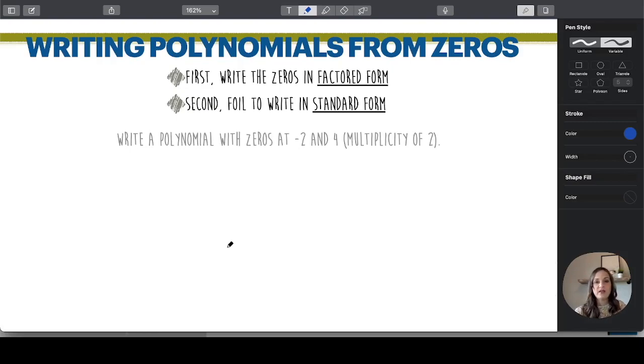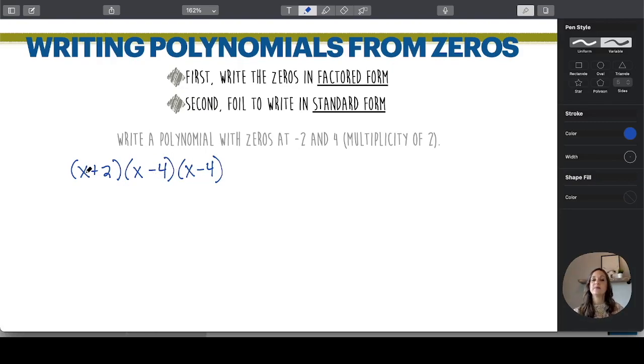Now you can also write polynomials from zeros going backwards. So if I actually give you the zeros, I can actually figure out what the original polynomial would be. The first thing we're going to do is write the zeros as factors. So if you have a 0 of negative 2, that means x plus 2 would have been the factor. Remember, opposite sign basically is what happens. And then if 4 is a 0, then x minus 4 is a factor. This had a multiplicity of 2, which means there were 2 zeros at 4. So you need to write the factor twice.